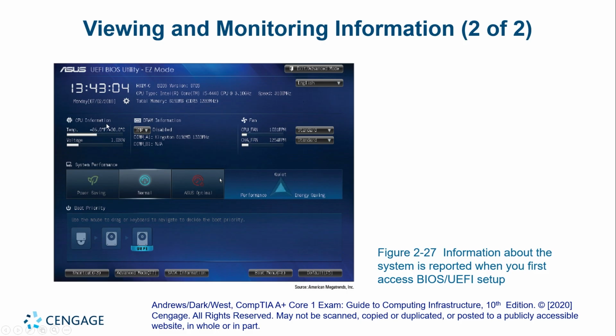Your CPU information, basically it's giving your temperature and voltage. Same thing with your memory, your different slots. CPU fan, this will allow you to set the power mode for your fans, whether it's running all the time or just running every now and then. BIOS clock up here.